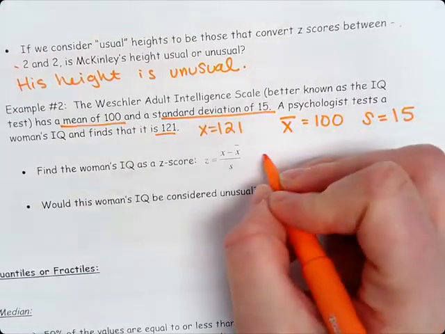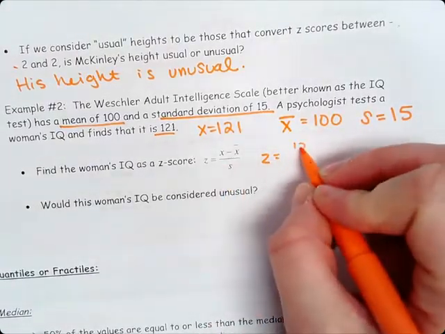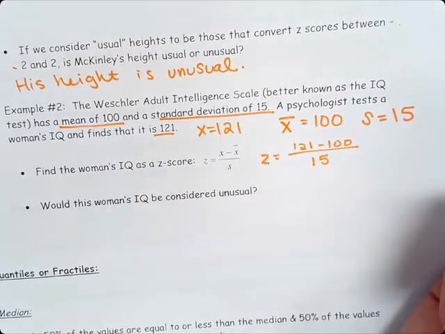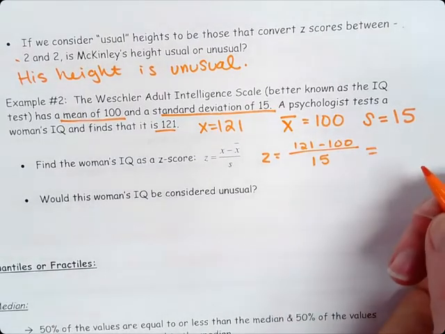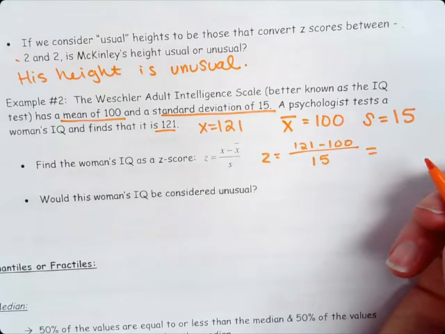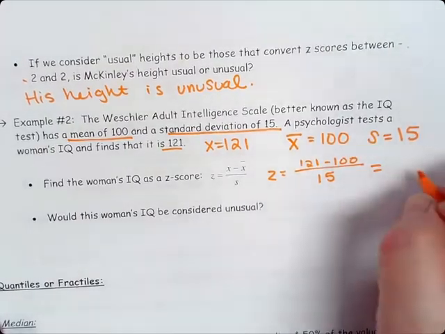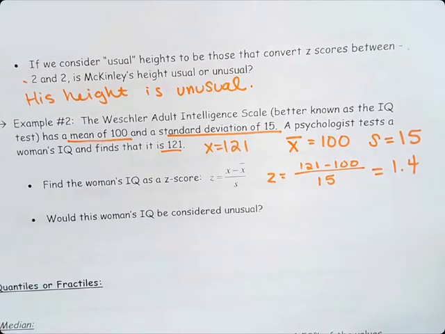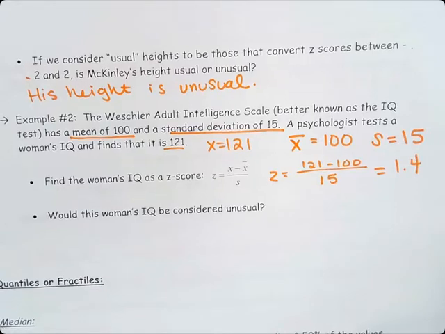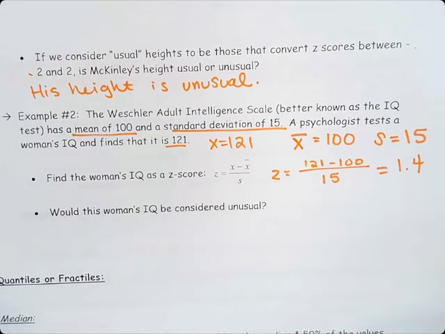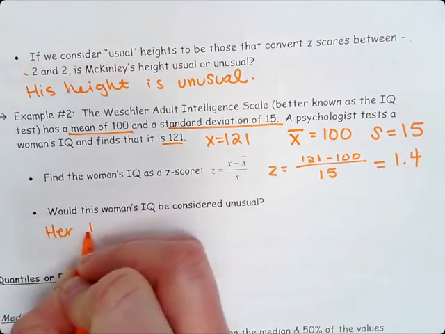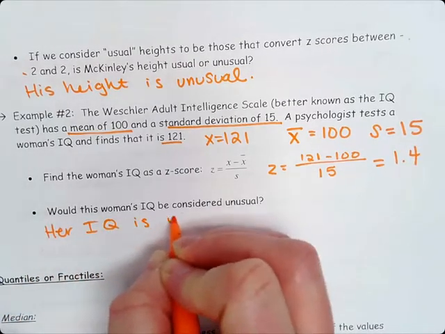So plug in what we have. Our z-score is going to be 121 minus 100 divided by the standard deviation of 15. And that comes out to 1.4. So this is between the -2 and the +2. So it is considered usual. The IQ is usual.